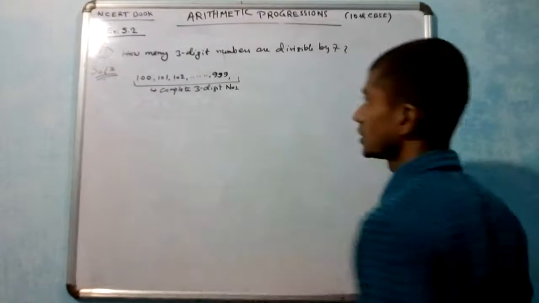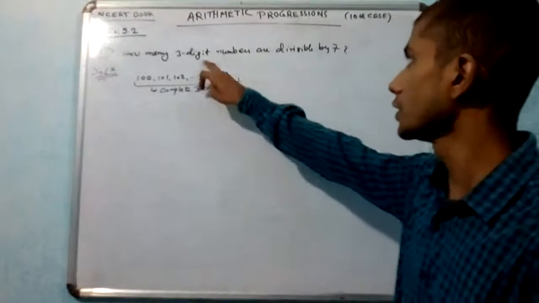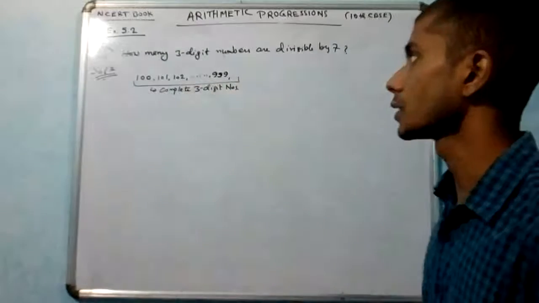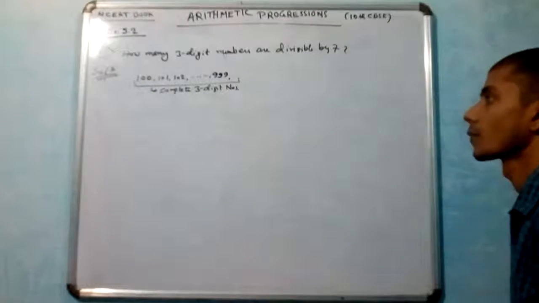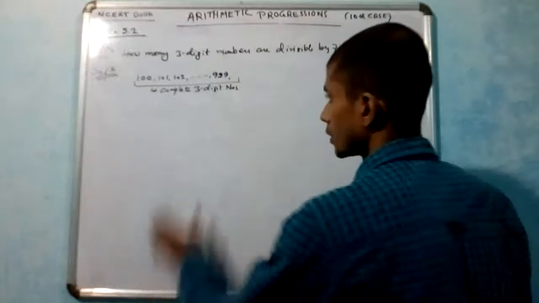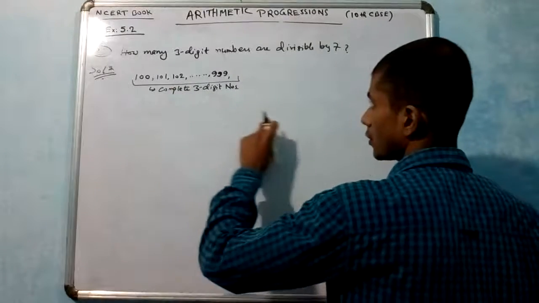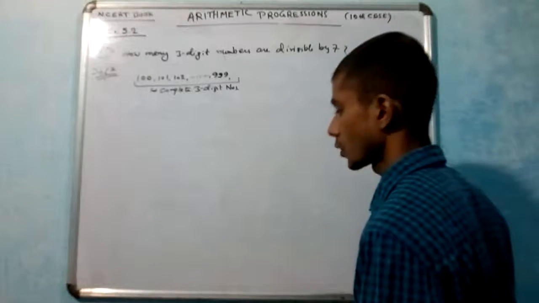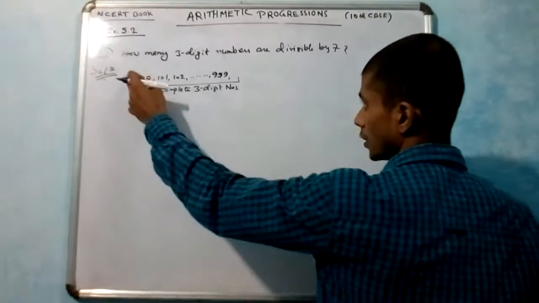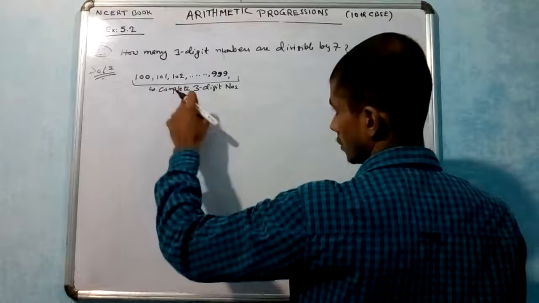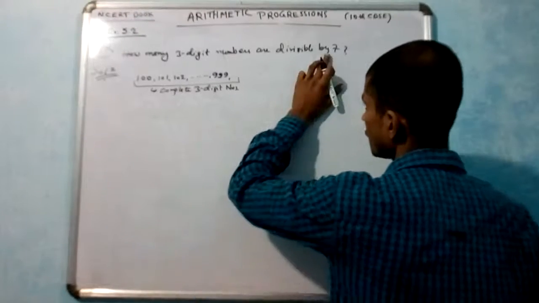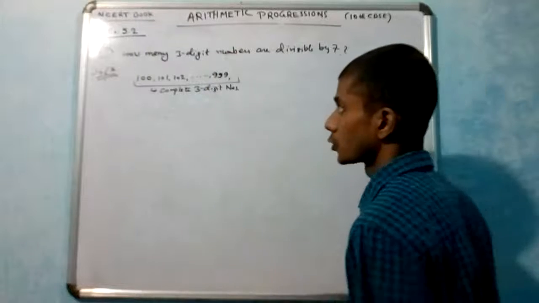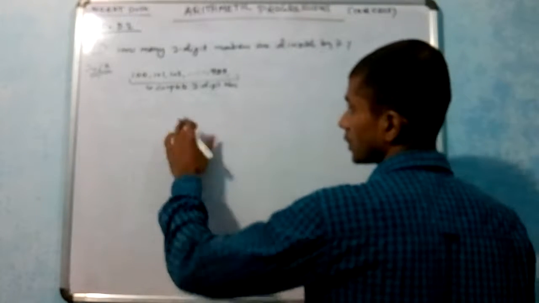From these 3-digit numbers, it is asking how many are divisible by 7. From this, how many are divisible by 7? It is asking, no? So from this, we will extract the numbers which are divisible by 7. How? From this, we will extract those 3-digit numbers which are divisible by 7. Okay? So we have to check and see.